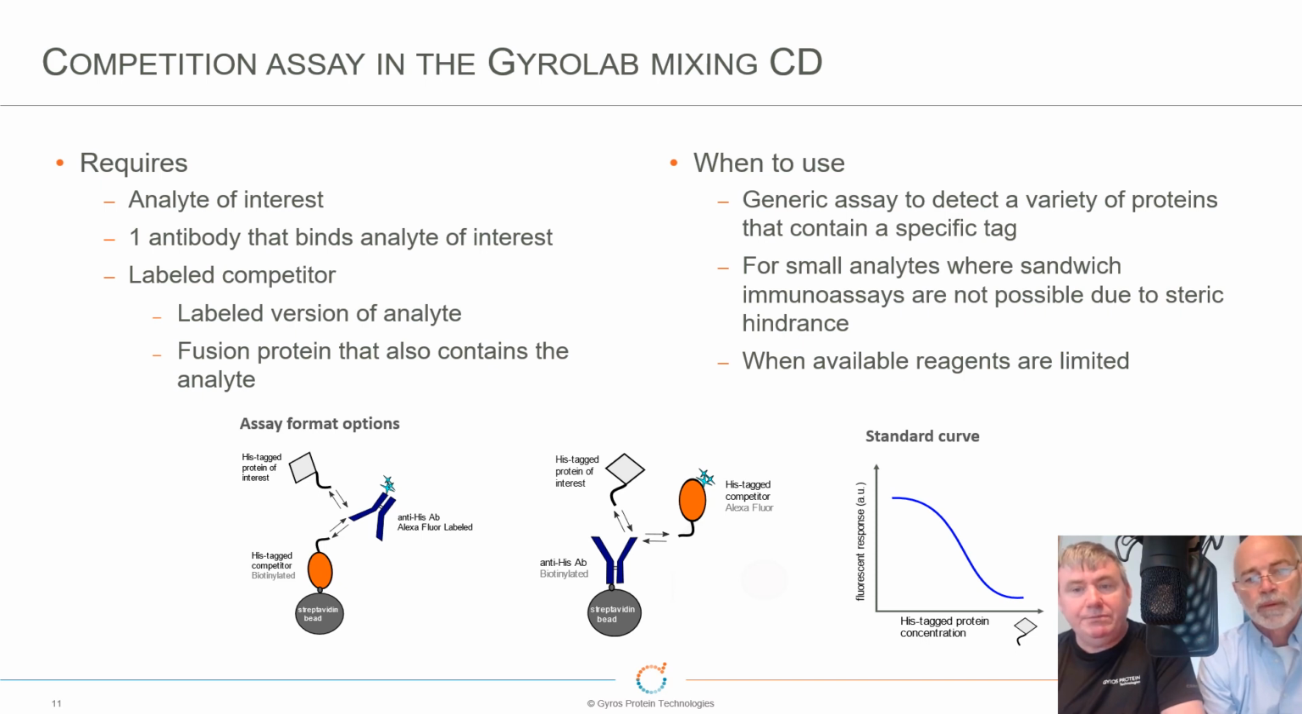But in terms of competition assays, you normally do a competition assay when you have a small molecule and you only have one antibody, is normally the reason. So you need then a labeled and unlabeled version of the analyte, and then you're effectively competing that against the single antibody.